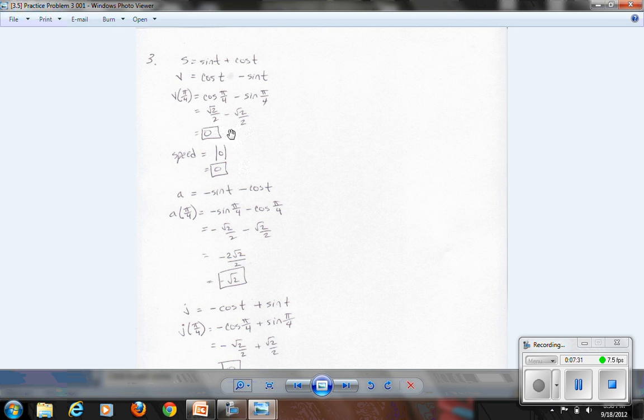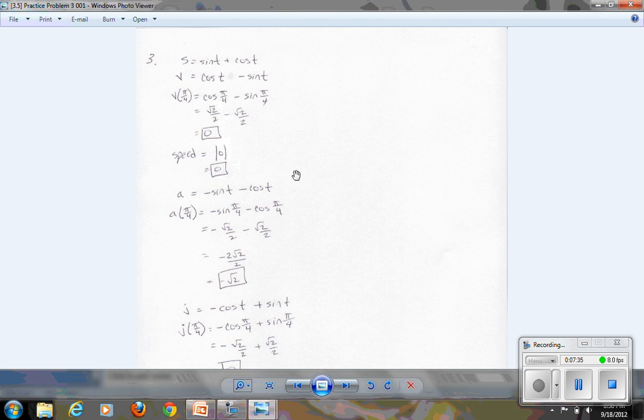Speed is just the absolute value of velocity. Absolute value of 0, of course, is just 0. Acceleration, I go back to my first derivative for velocity here, and I take the derivative of that. So derivative of cosine is negative sine. Derivative of negative sine is negative cosine. So I get this for my derivative. I plug in pi over 4 again. I get negative root 2.